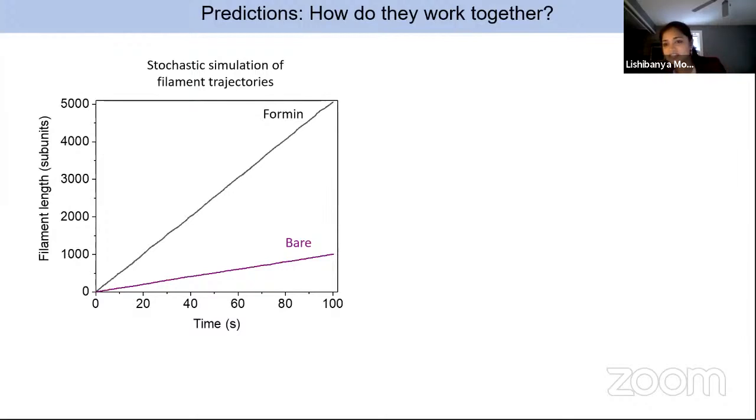So now let's see what happens when you put them all together. This is the trace that I started you with. The bare filament and the formin filament are growing at their specific rates. What you see in this plot is that the plots are quite linear. They grow like that. But once you add capping protein to this mix, what you find is that the growth is jagged. And as you modulate your rate of capping and uncapping, what you can get is small length as well as big length.